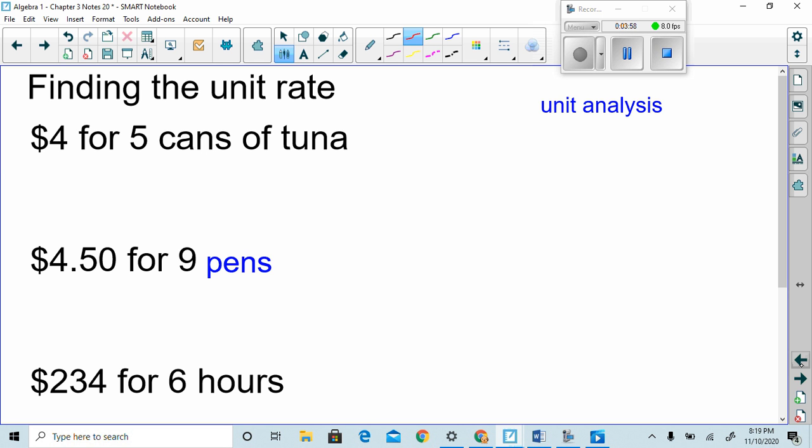Now I wrote the words unit analysis because we need to be able to tell me, am I solving for money or cans of tuna? Am I solving for the dollar amount or the number of pens? Always look to see what are they asking for. Well, they're asking us for the unit rate, and if it costs $4 for 5 cans, all right, there's my ratio. It's a 4 to 5 ratio. Then how much does it cost for 1 can?